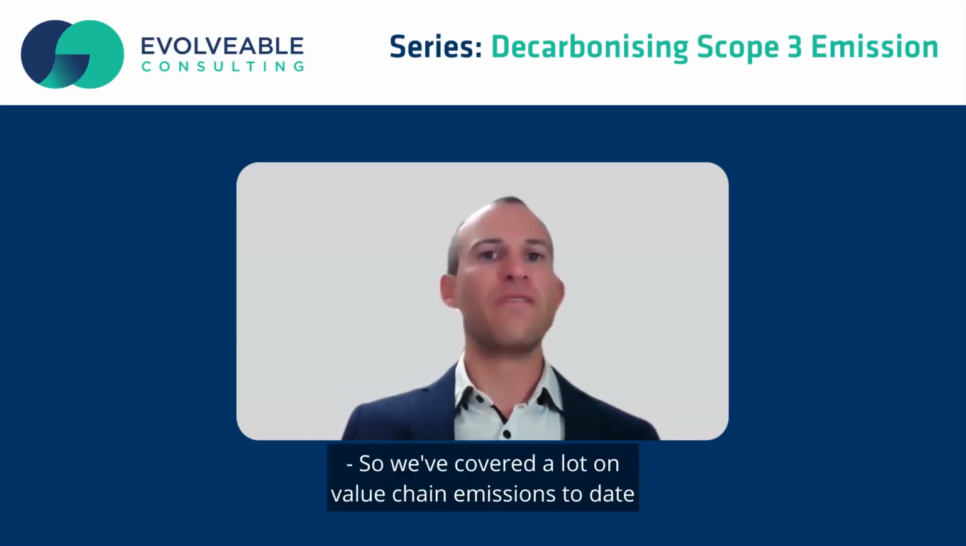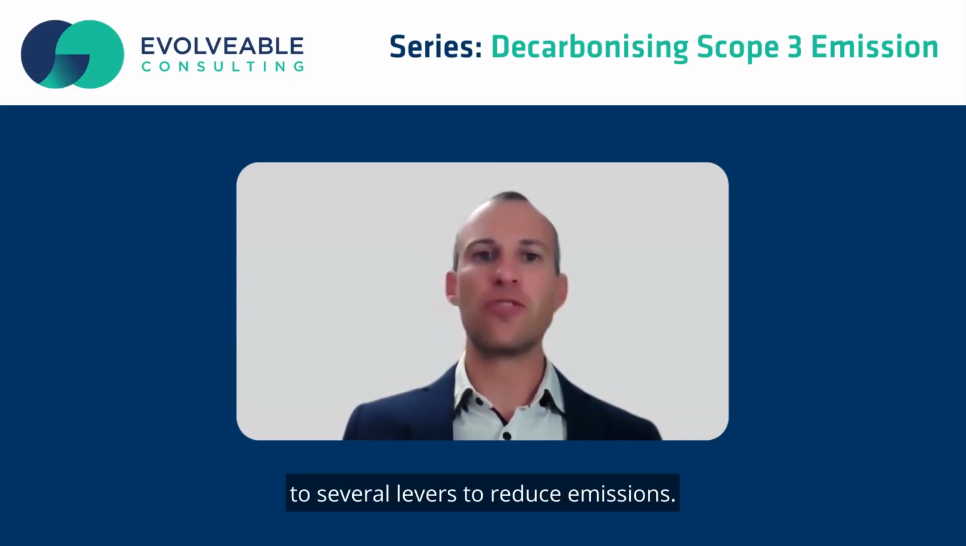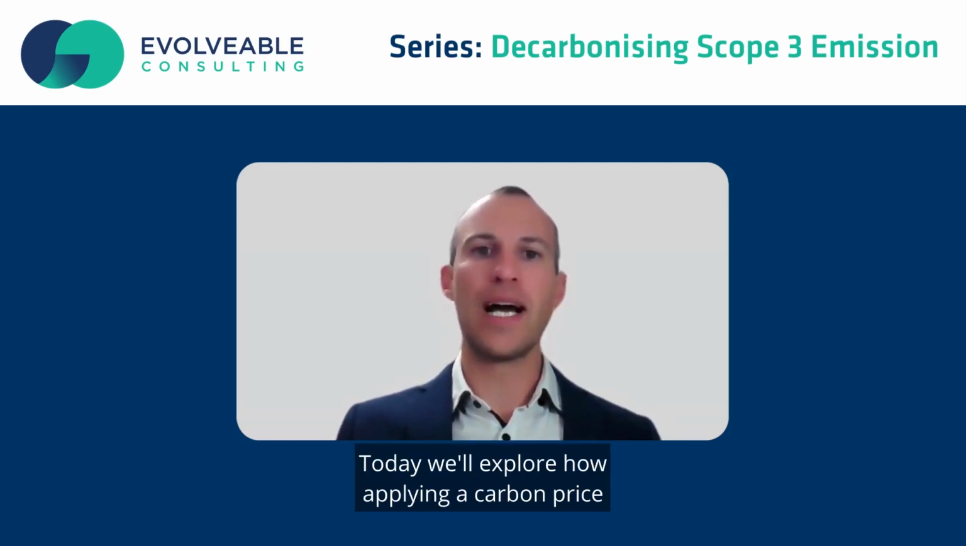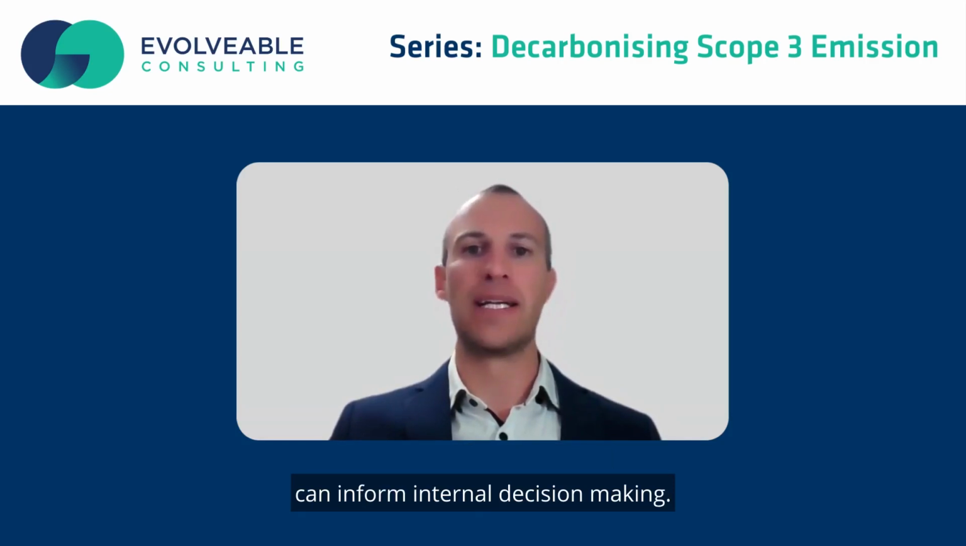So we've covered a lot on value chain emissions to date, from the 15 Scope 3 categories to several levers to reduce emissions. Today, we'll explore how applying a carbon price to your value chain emissions can inform internal decision-making.